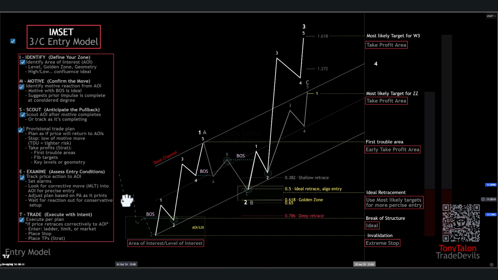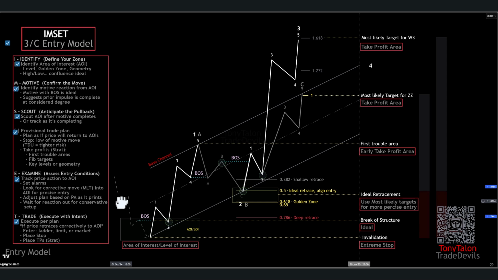Now we're going to wait for a reaction out of that area of interest if we want to take a more conservative path. And then finally, we're going to go ahead with the T and we're going to trade. So identify, motive, scout, examine, trade. I'm set. So this is the entry model that I've been using for quite a while.